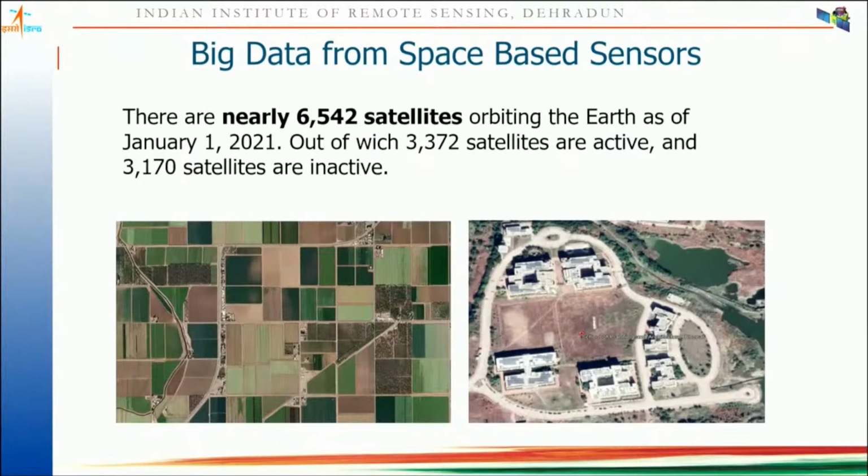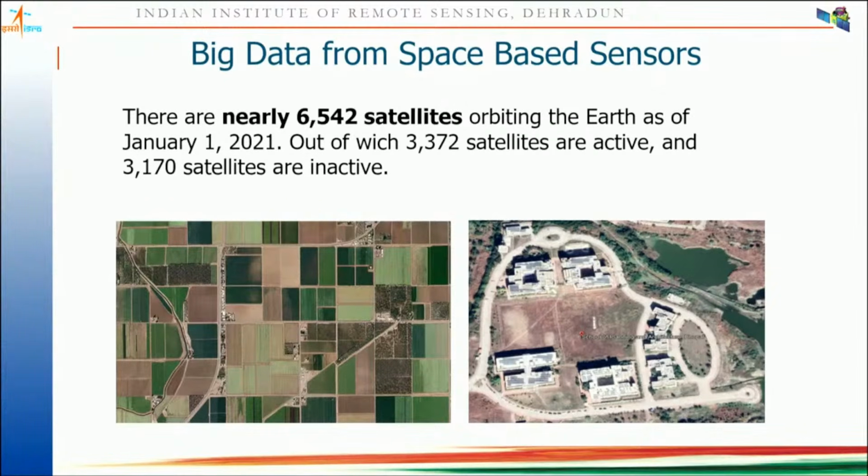From space-based sensors also, a lot of data is being generated these days. In a very brief summary, around 6,542 satellites were orbiting the Earth as of January 1, 2021. You can think, around 6,542 satellites are in orbit, out of which around 3,372 are active. Now you can think how much data they are generating and sending back to Earth. I am just making the background for why these geocomputation techniques are required.